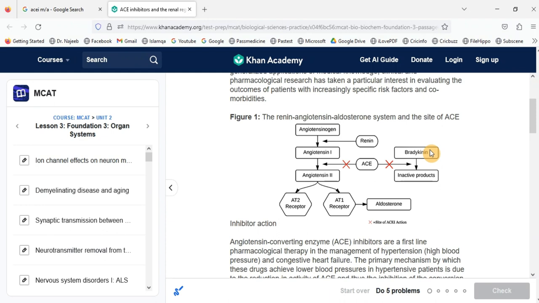But the angiotensin receptor blockers act on this pathway, a different step. So in the previous pathway, angiotensin 1 is being converted to angiotensin 2 and bradykinin is being metabolized. For this reason, angiotensin receptor blocker does not cause the angioedema, but the ACE inhibitor causes the angioedema. Is that clear? Yes. Okay.